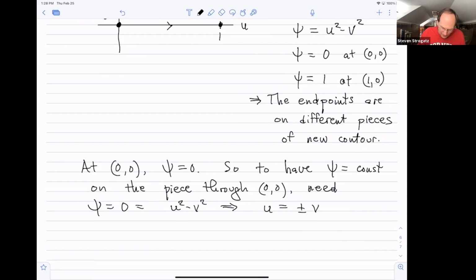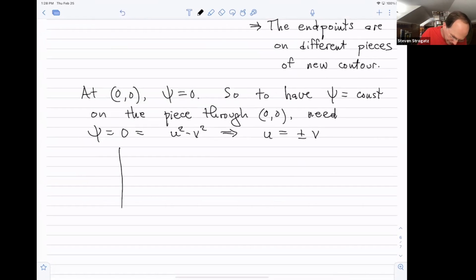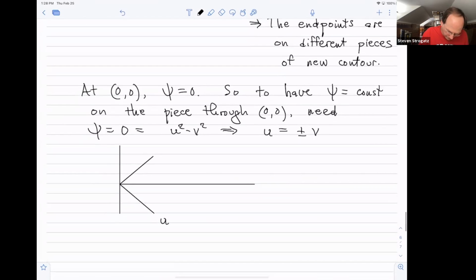Now, if you think about what that looks like, that's going to be obviously two straight lines. So there's one of them, and there's the other. So there's our 0. Here's 1 way over here. We're not thinking about 1 yet. Now, one of those pieces is going to be the one we want, and one of them is not. So these are the kinds of issues that come up in this method. Part of the art is to construct the good contour, the new contour. And so let's discuss the kind of reasoning that we're going to use.